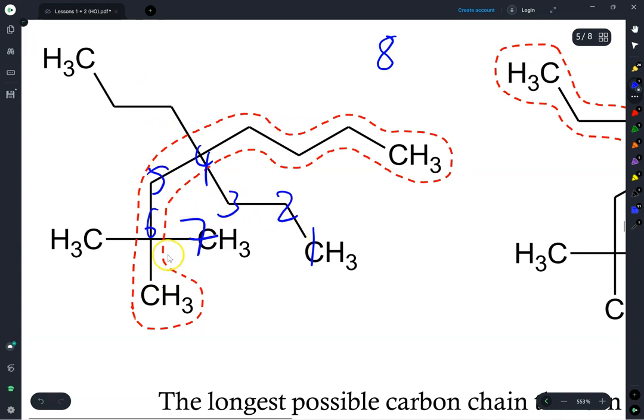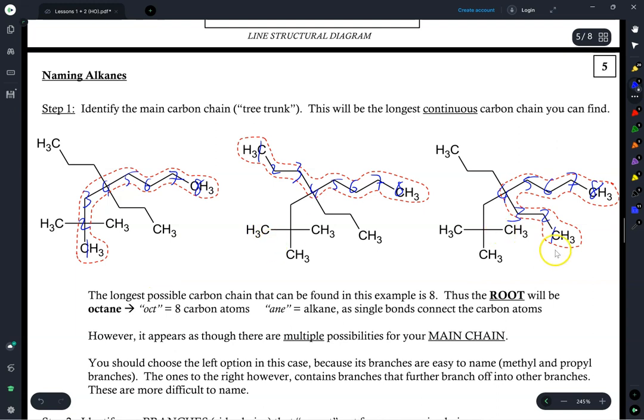No matter what pattern you take or which path you take, 8 is the longest continuous carbon chain you can find. The problem with this particular example is that there are 3 different ways to choose a parent chain that has 8 carbons in it. But let's look at the first one for now.